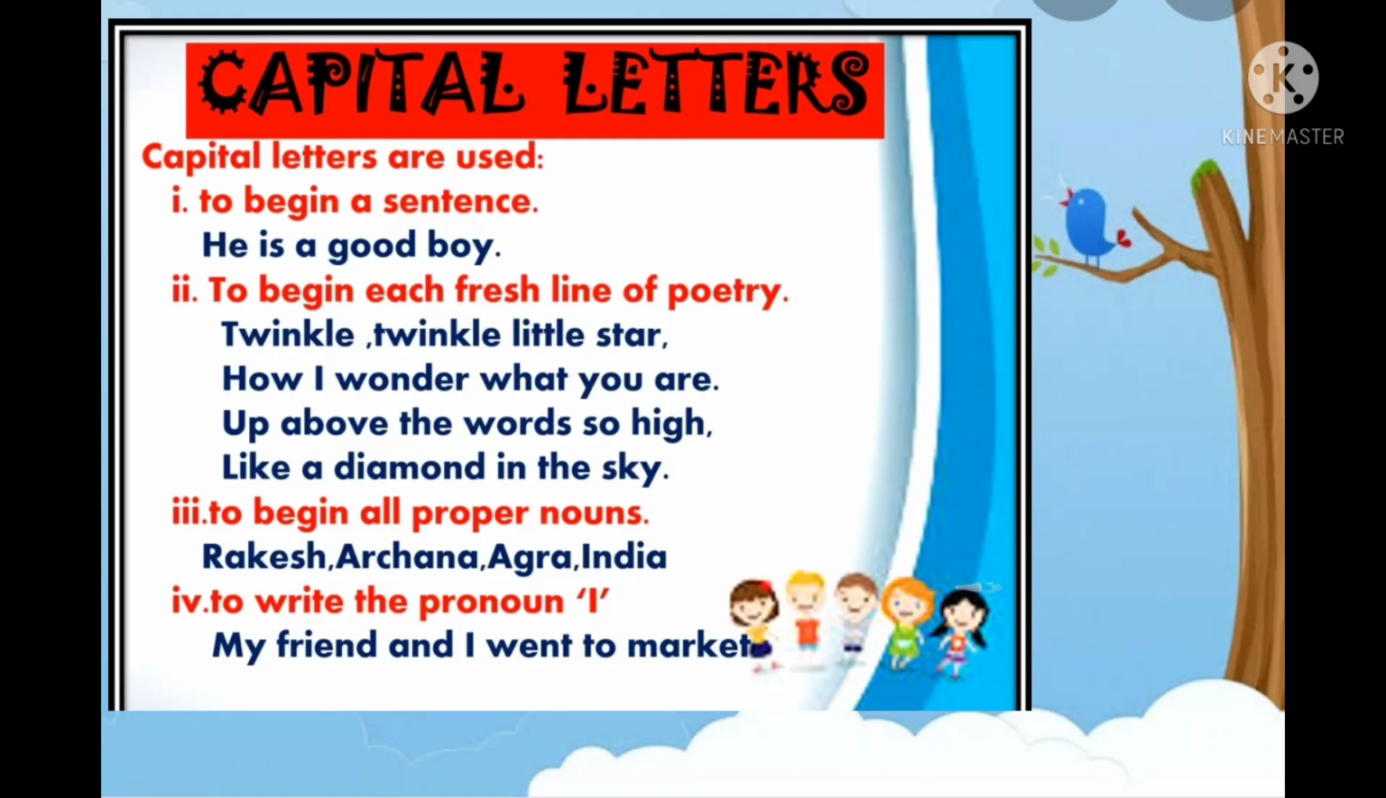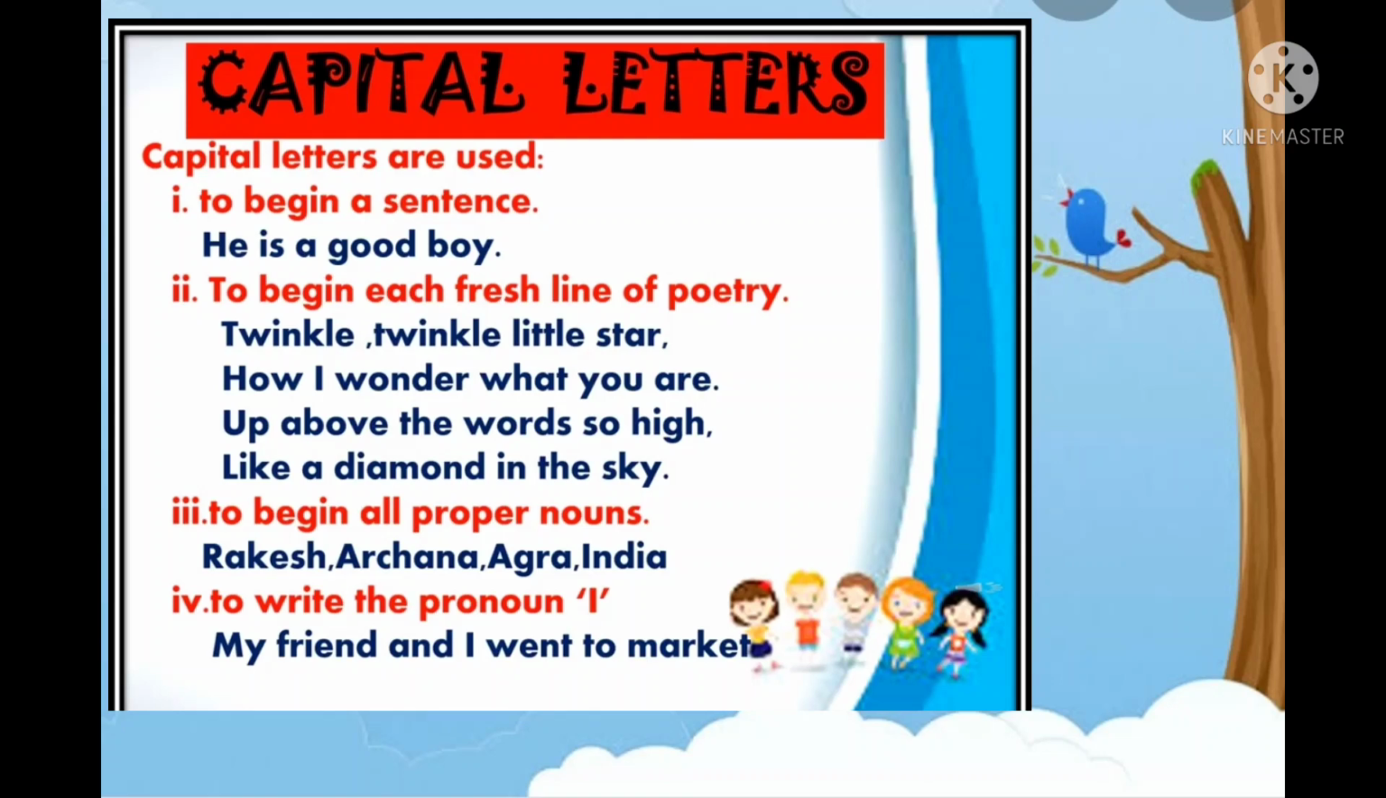For example, twinkle, twinkle, little star, how I wonder what you are. Up above the world so high, like a diamond in the sky. So all the words like twinkle, how, up and like begin with a capital letter. Third one is to begin all proper nouns. So kids, as we have already learned, a proper noun always begins with a capital letter.